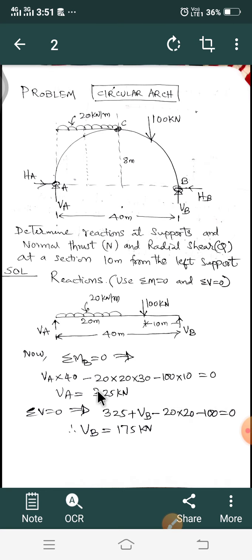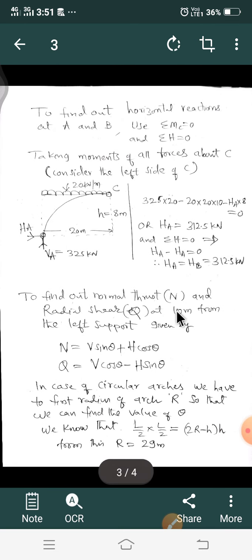So this is what I have done. Here I have calculated VA, and here I have calculated VB. So one is 325 VA, one more is 175 VB. So let us go to the next. Now to find out the horizontal reactions at A and B, we need HA and HB values. Again the procedure remains the same here. Sigma MC equal to 0 and sigma H equal to 0 I have to use.